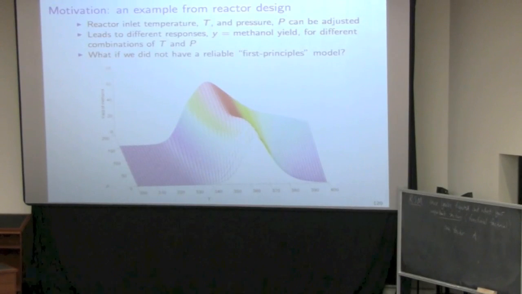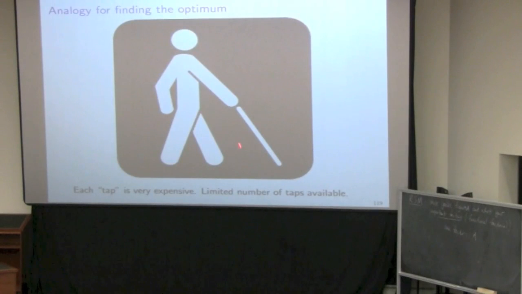The analogy is that every time you put that cane down, it costs a lot of money. A single time to touch the ground might cost $200,000, or it might cost $1 million, or it might cost as cheap as $10. Either way, there's a cost associated with every tap you take. And you want to take the fewest number of taps to get to your optimum so that you can do it in the fewest amount possible. So that's the way that you need to think about it.